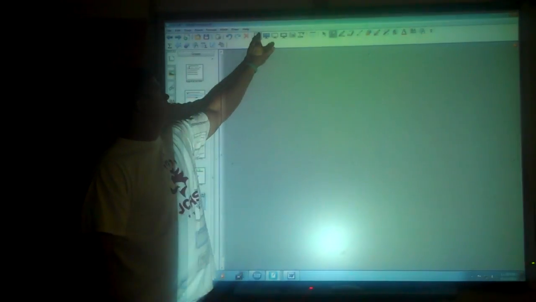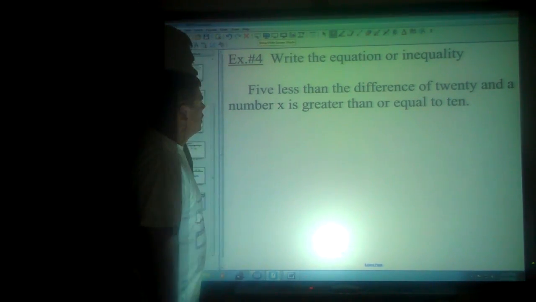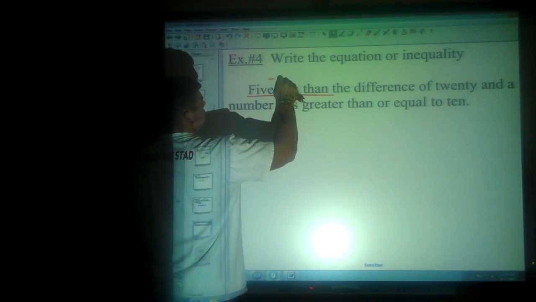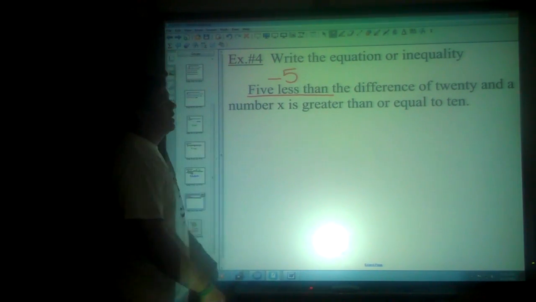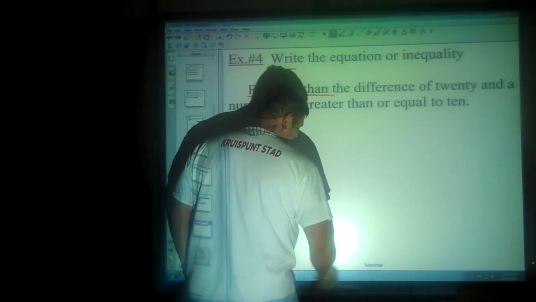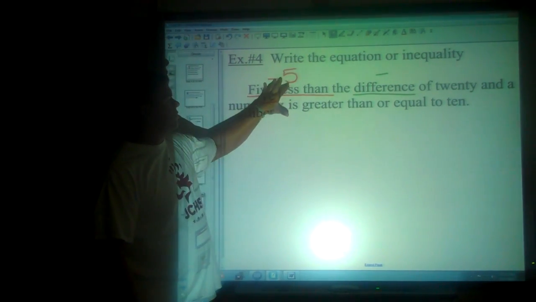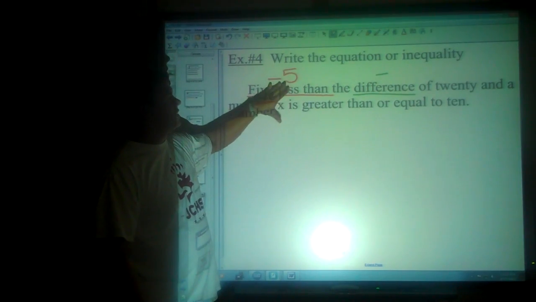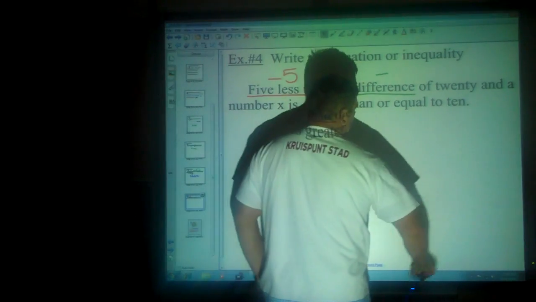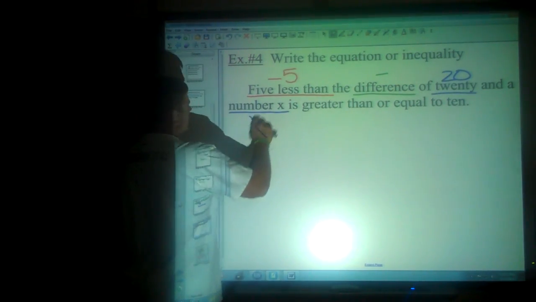And our last example, more translation. Write the equation or inequality, so be careful. 5 less than something, 5 less than means subtract 5. And what are we 5 less than? We're 5 less than the difference of something. The difference makes us think subtraction. So we already have some subtraction here, but this 5 less is going to happen after we take the difference of something else. After we take the difference of 20 and a number x.